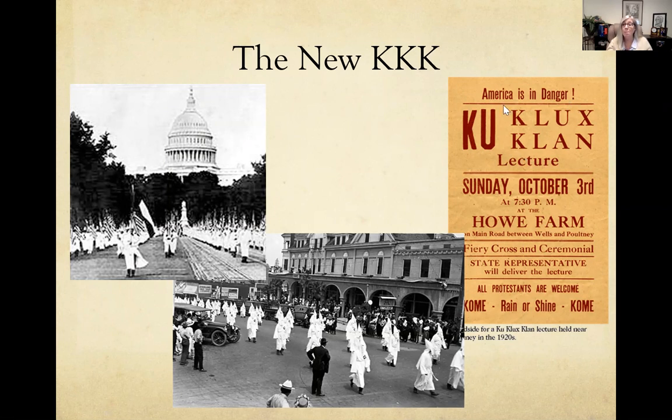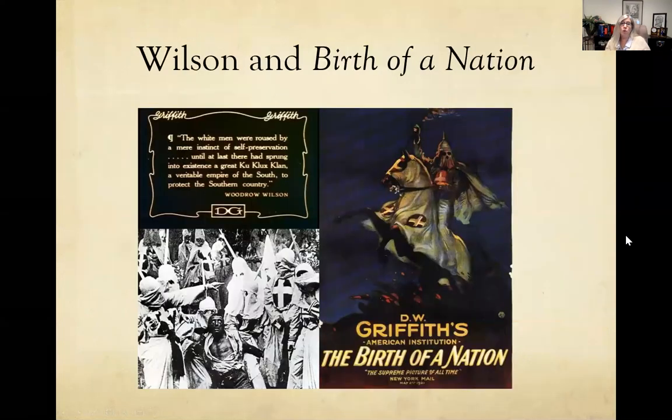Notice what it says here: America is in danger, and so they're saying that we've got to make sure that America is protected from outside influences. So they don't shift to immigrants, but in addition to African Americans will be their target. Then it dies down again during World War II, picks up again during the 1950s, as we will see after Brown versus Board of Education is ruled on.